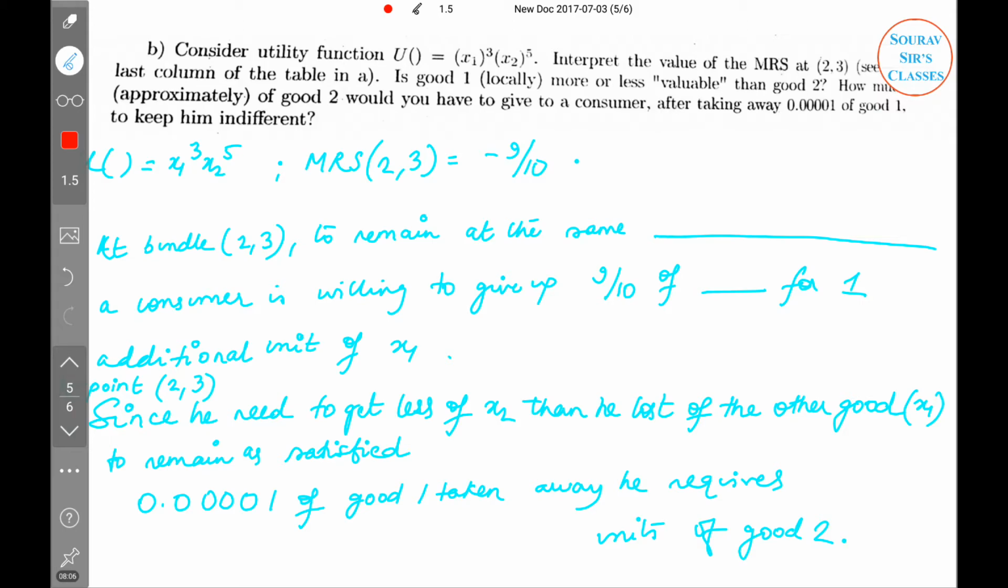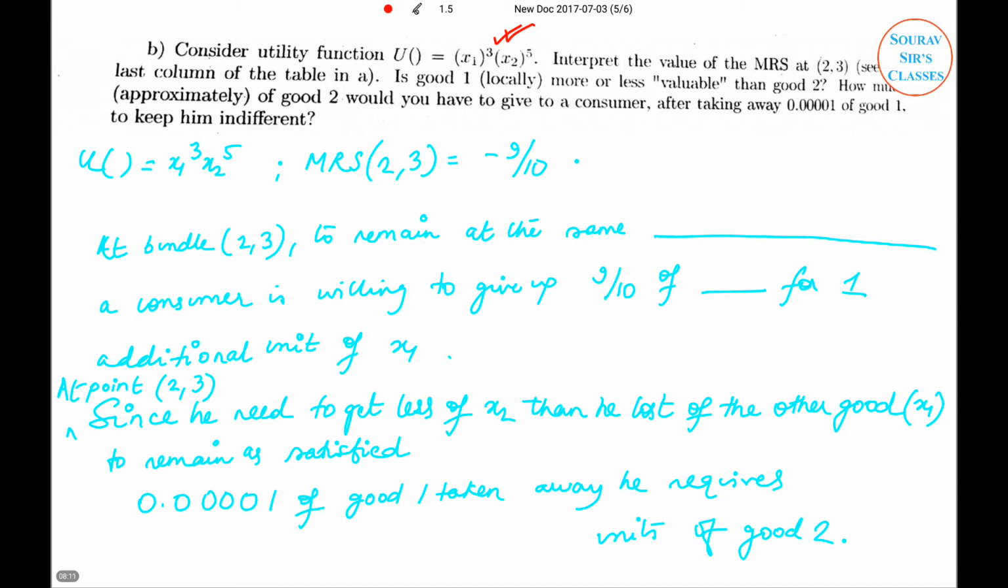Now in question number B, we have the same utility function which was provided to us, and they have asked you that using this particular function we need to interpret the marginal rate of substitution at this particular point. Okay, so first let us do it in parts. First we will perform this part and then we will answer the rest of the question. Okay, so this is our utility function.